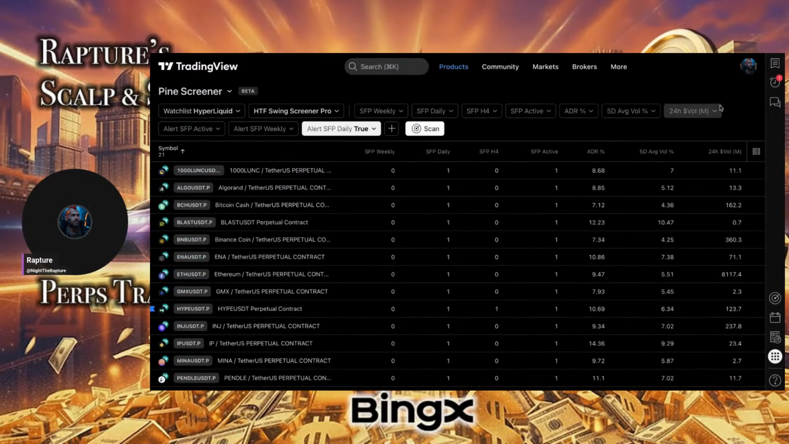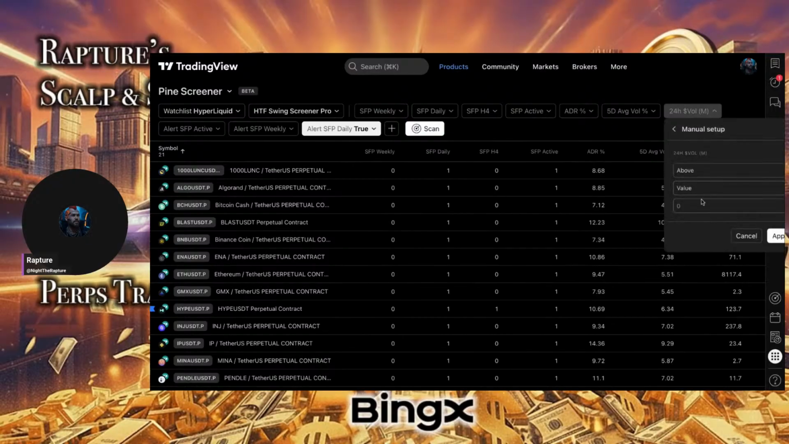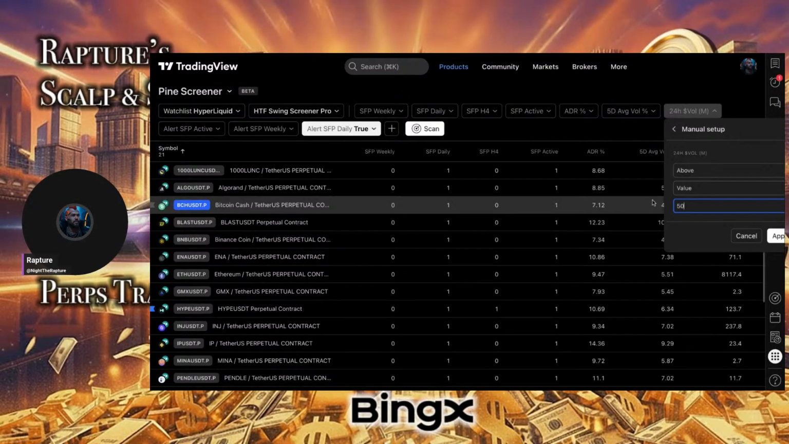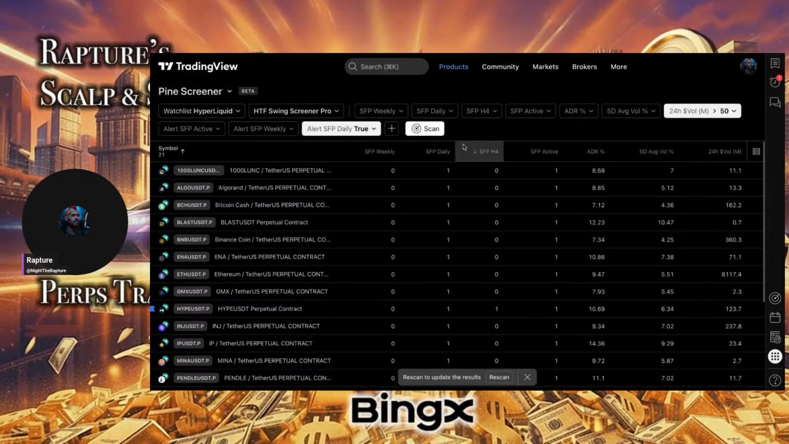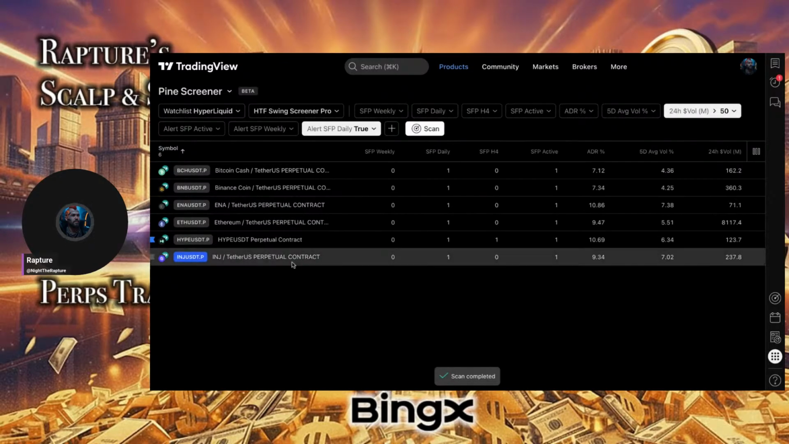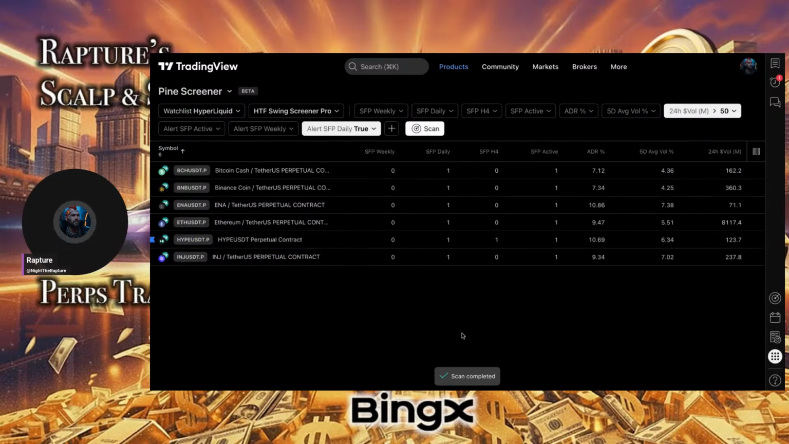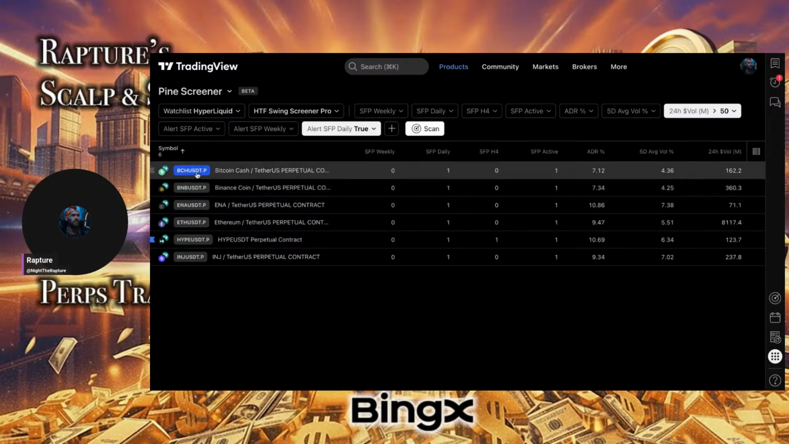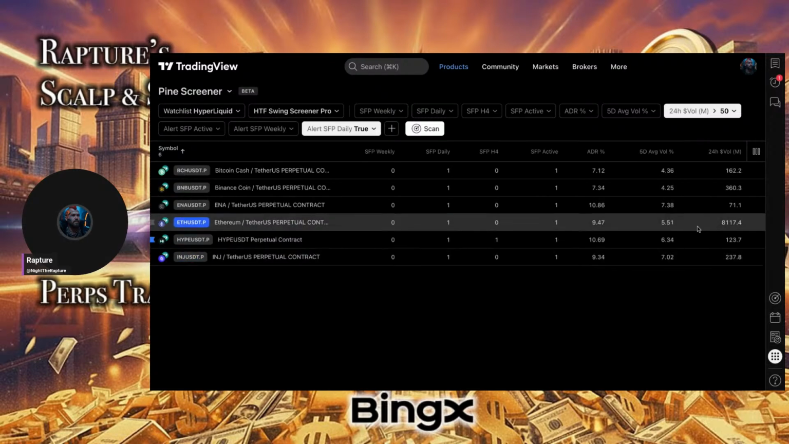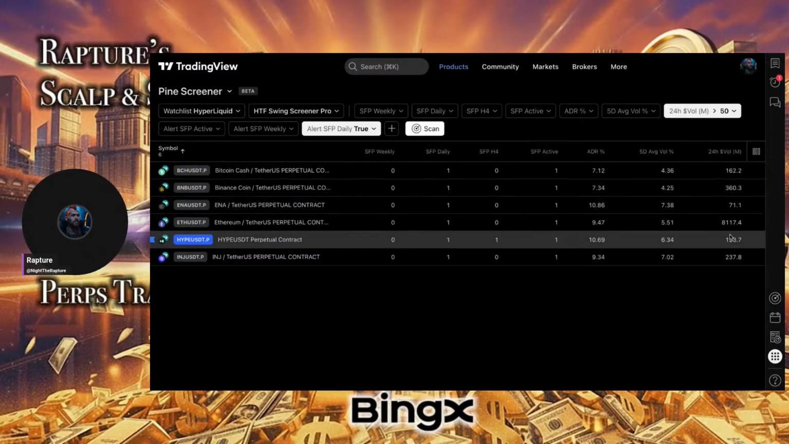Let's adjust for volume. Above 50 million 24-hour volume. Scan again. Now we've got a much more manageable list of coins that put in daily SFPs. Man, my screeners be banging. Look at that list. So it either alerts you or you can check it through the screener, and look at that. All of these coins put in a daily SFP that have sufficient 24-hour volume that is tradable.